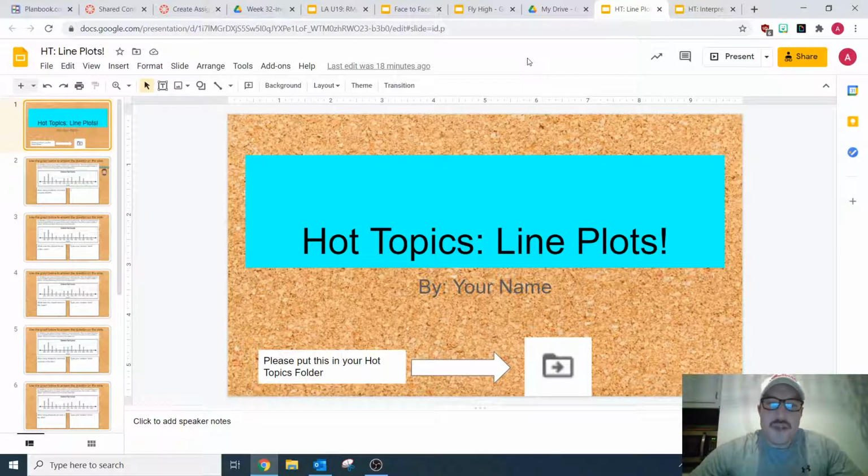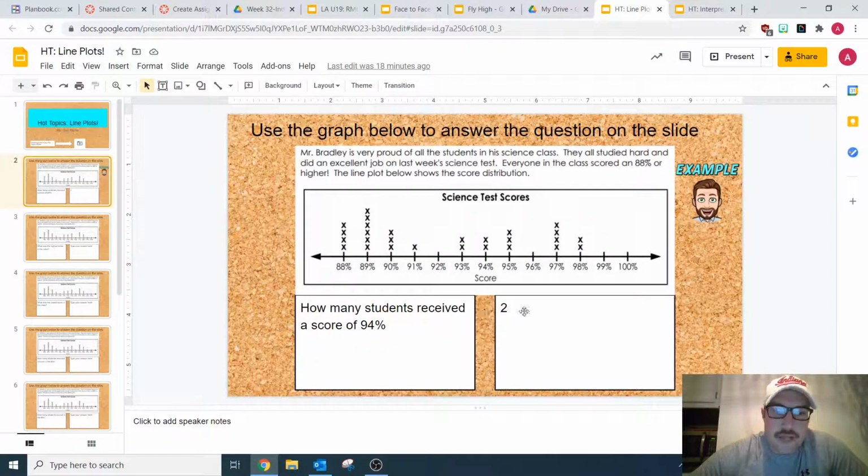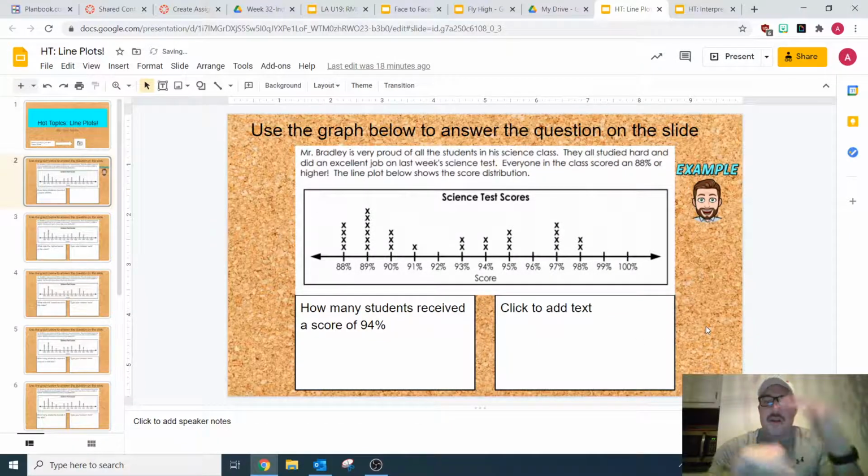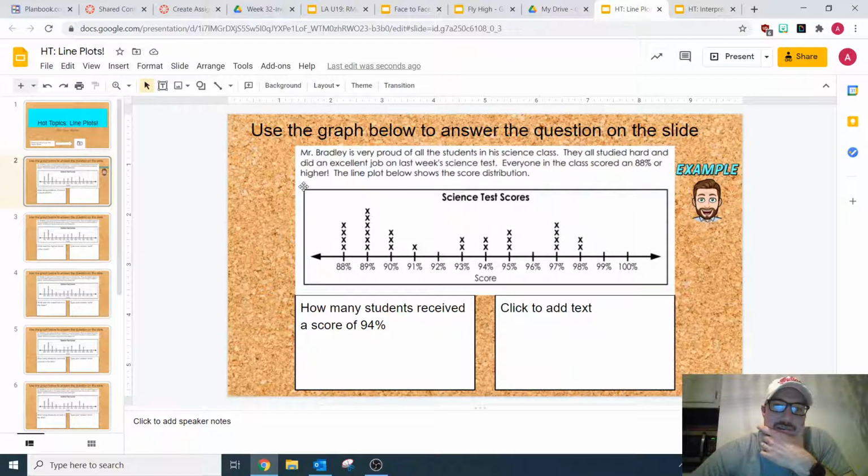For part 3, you are going to be looking at line plots. Line plots are another way to show data. We looked at bar graphs, and line plots are something we use when we're dealing with numbers typically. So, for example, here's an example of something that we would use a line plot for.